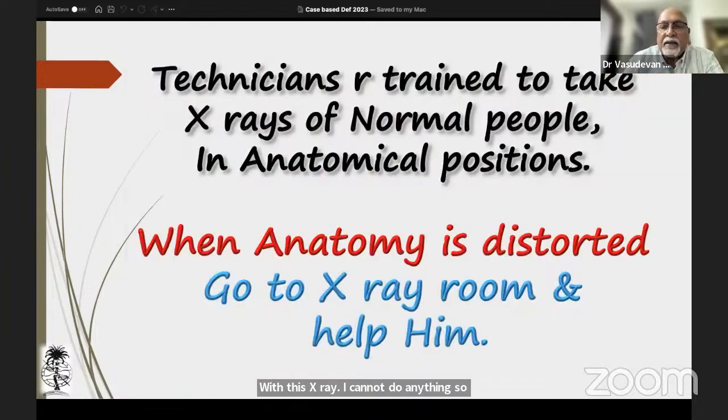Technicians are trained to take x-rays of normal people in anatomical positions. When anatomy is distorted, we have to go to the x-ray room and help the technician to get a good x-ray, because ultimately the x-ray is for us, not for the technician.